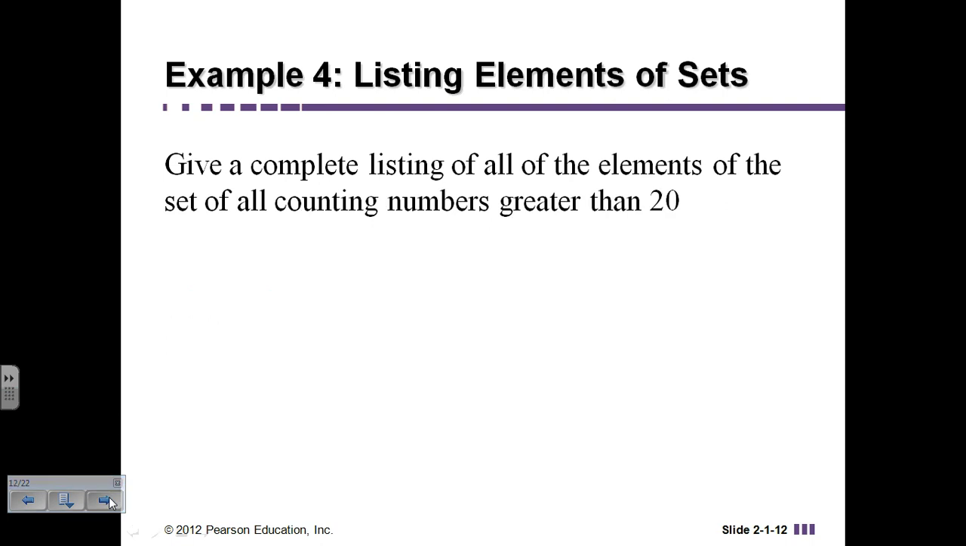Give a complete listing of all the elements of the set of all counting numbers greater than 20. So counting numbers mean that there are no decimals. Greater than 20 means that it does not include 20, but it is greater than 20. So this is again an infinite set: 21, 22, 23, 24, and then the dot, dot, dot represents infinity.